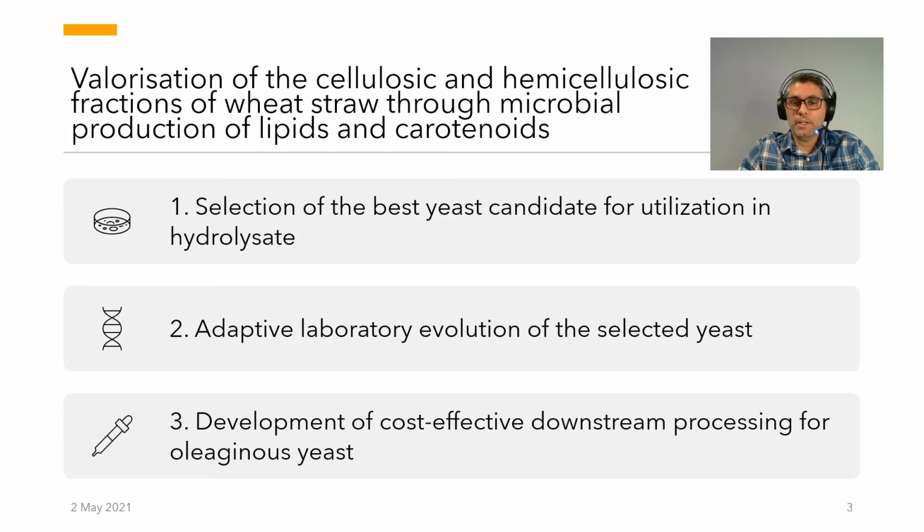To better understand how this work was performed, the study can be divided into three main parts. It will start with the selection of the best yeast candidate for utilization in hydrolysate. The second part is related to the adaptive laboratory evolution of the selected yeast to inhibitors derived from lignocellulosic biomass. And the last part deals with the development of an efficient downstream process in order to improve the extraction and separation of lipids and carotenoids from the selected yeast.